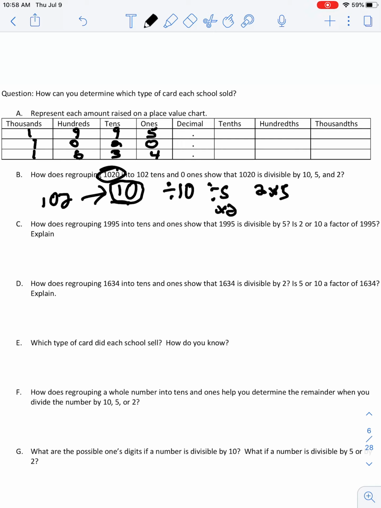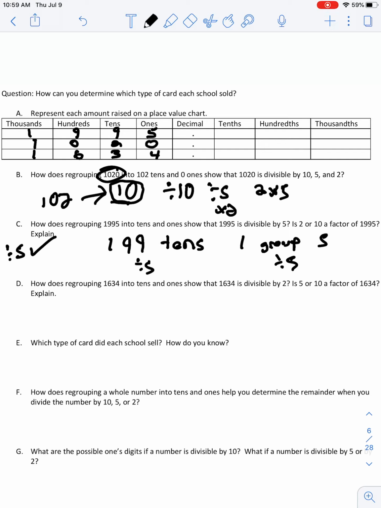How does regrouping 1995 into tens and ones show that 1995 is divisible by 5? Well, if I break this up into tens, I have 199 tens, and then one group of 5. I know 5 goes into tens, and I know 5 goes into 5. So because it's divisible into an entire number, I know this number is divisible by 5.